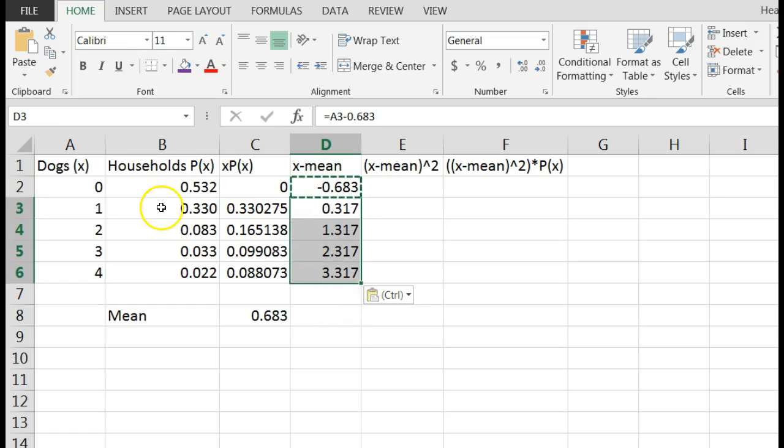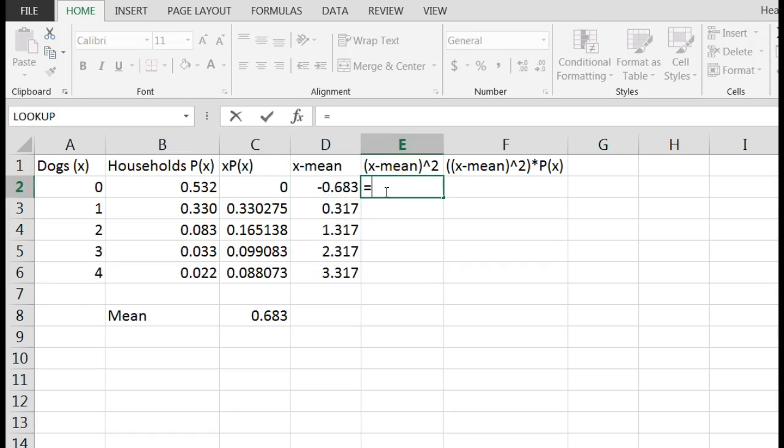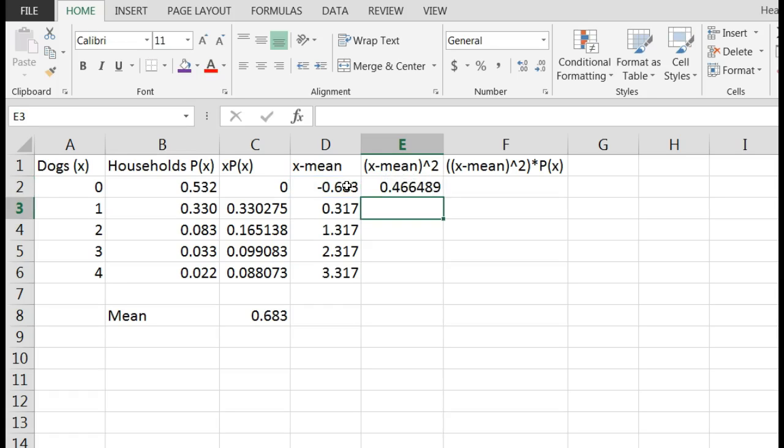Now, we have for each of these, this is 0 minus 0.683, 1 minus 0.683, 2 minus, 3 minus, 4 minus. Going to leave that column as is, then we're going to go out to the right of that. We're going to square that number, all right? So I'm going to say equals, click on that cell, and do a shift up arrow, which is a shift 6 on my keyboard. I'm going to raise it to the second power, so I'm going to square it.